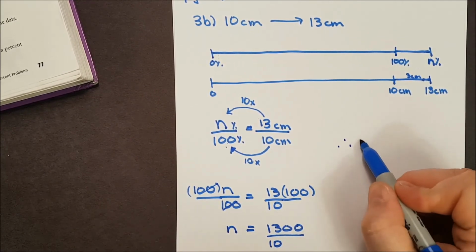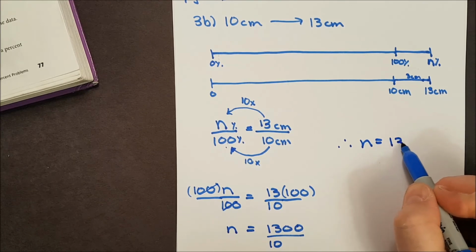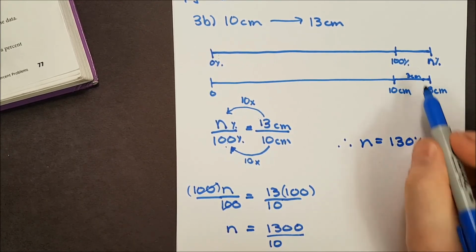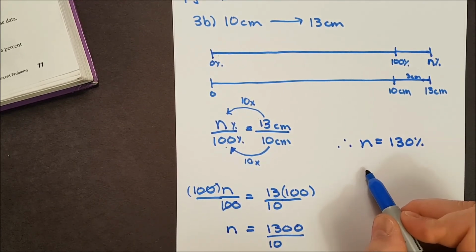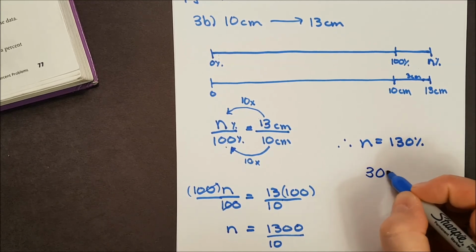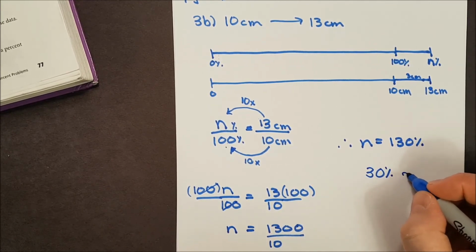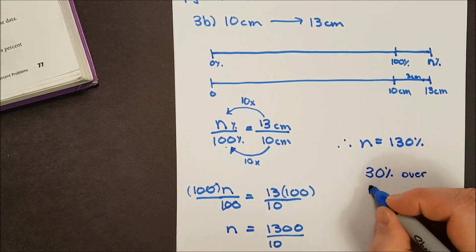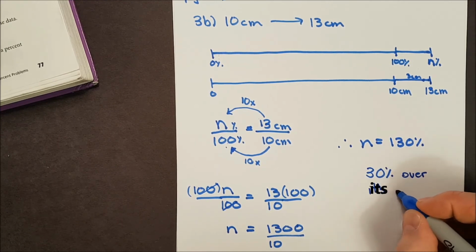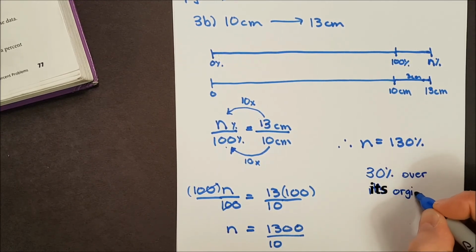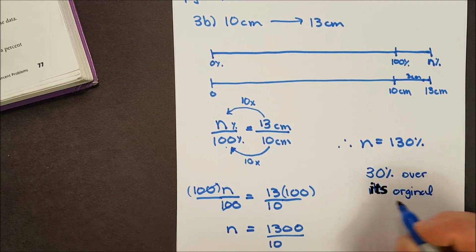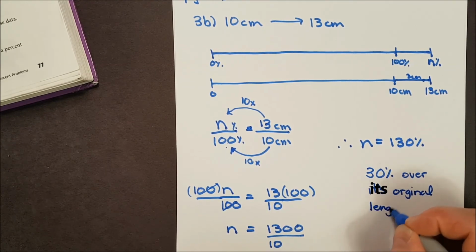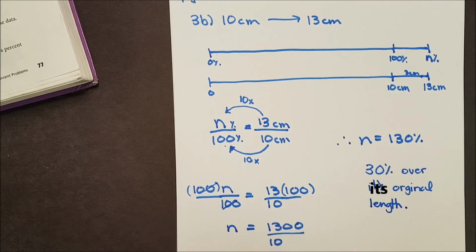So therefore, n equals 130%, and the elastic stretched an additional 30% over its original length. I hope that helps.